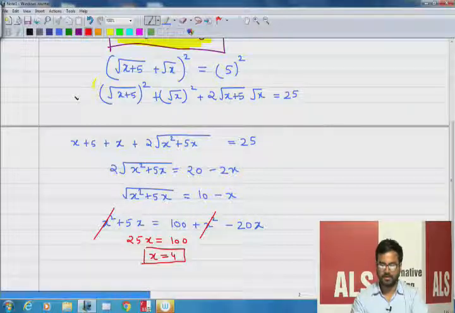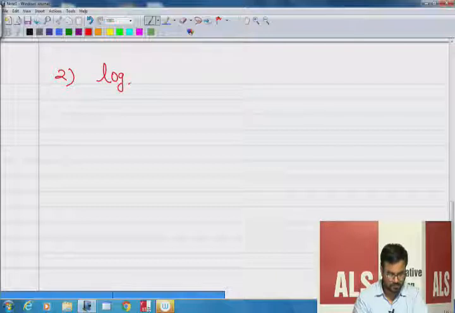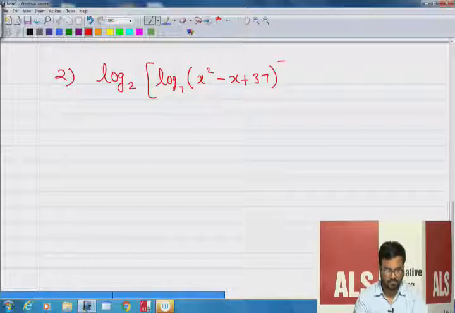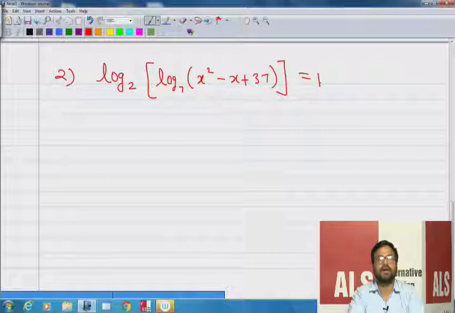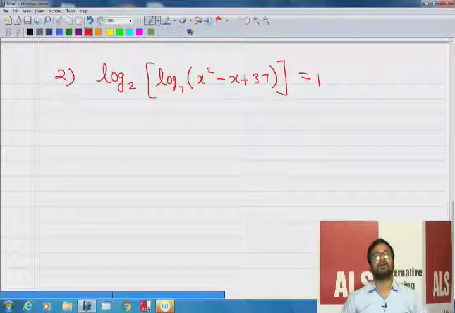Okay, perfect. So now based on the same concept, try this question. Try this question, find the value of x. Again you have to do the same thing: eliminate the log like we have done in the previous question. Again you will get an equation in x and then solve that equation.